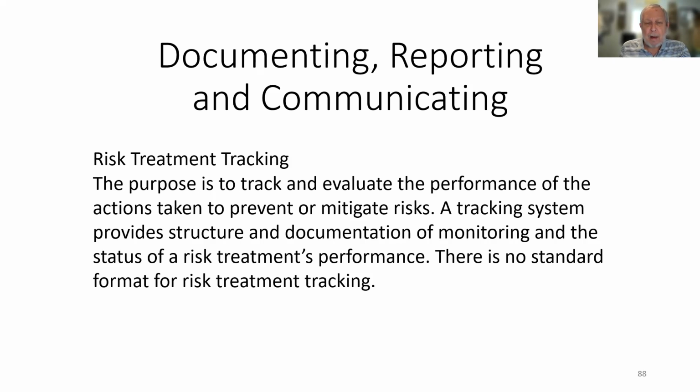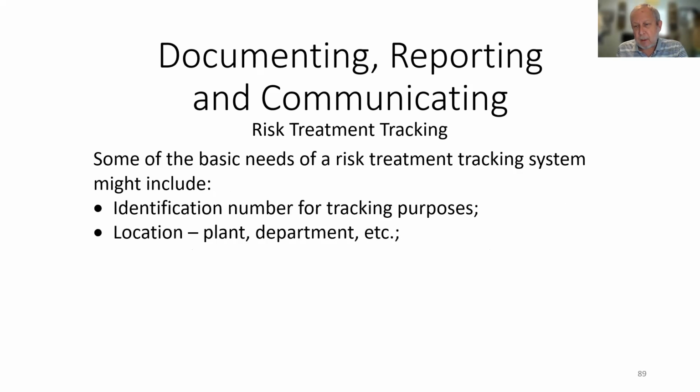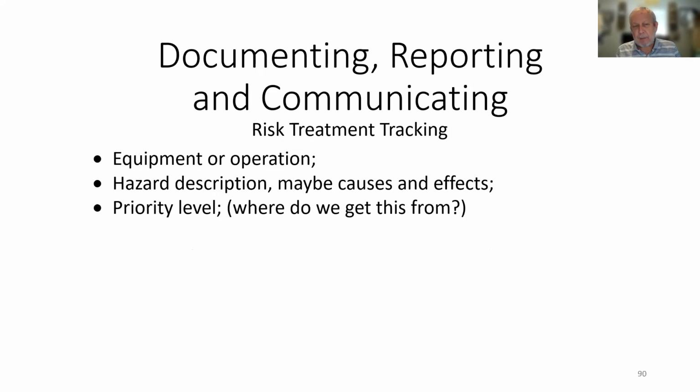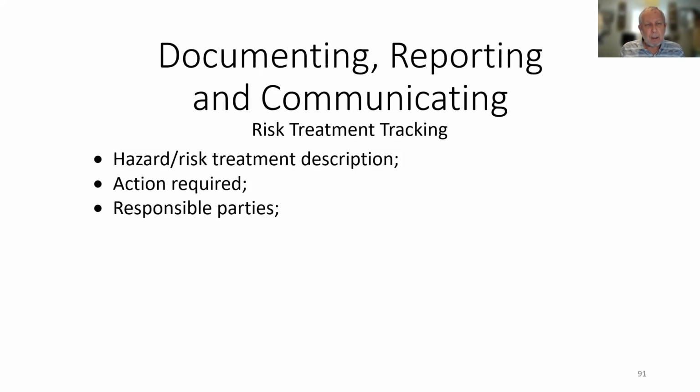There's no standard format for risk treatment tracking. You're on your own. Some of the basic needs of a risk treatment tracking system might include an identification number for tracking purposes, the location, what plant, department, etc., what equipment or operation was involved, a hazard description, maybe the causes or effects of it, and the priority level. Where do we get that from? The priority level, the risk matrix, right?